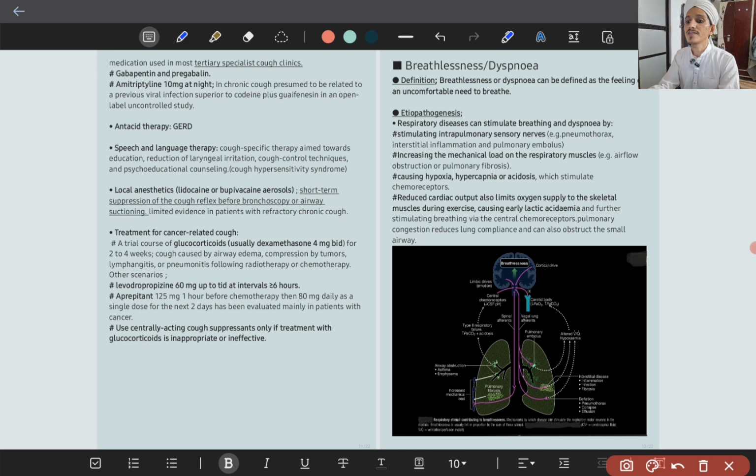Again, if the cough is refractory, then you can try gabapentin and amitriptyline for 8 to 12 weeks. And one more thing about amitriptyline is, in chronic cough presumed to be related to a previous viral infection, it is superior to a codeine plus guaifenesin combination in an open study.